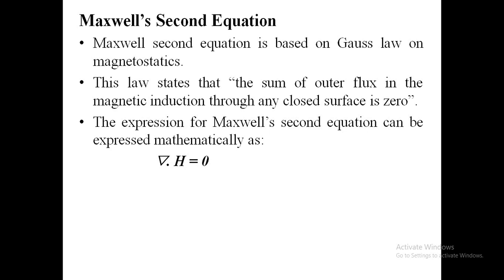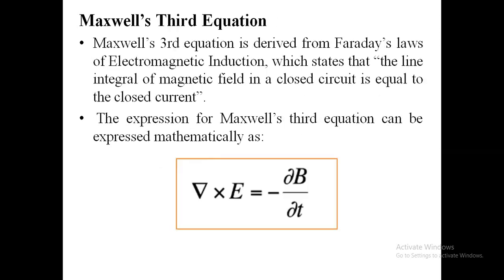Maxwell's second equation. Maxwell's second equation is based on Gauss law of magnetostatics. This law states that the sum of outward flux of the magnetic induction through any closed surface is 0. This expression can be given mathematically as del dot B is equal to 0, where B represents the magnetic field.